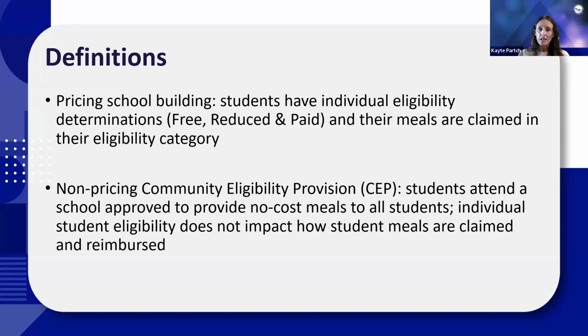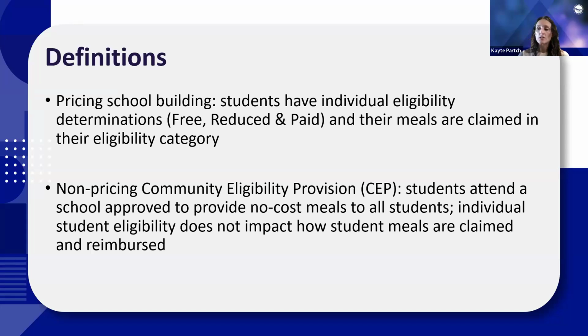So pricing school buildings are those where students have individual eligibility determinations, for example, free, reduced, and paid meal eligibility, and their meals are claimed in their individual student eligibility category. On the other hand, in Nebraska, non-pricing schools are those that participate in the community eligibility provision, where students who attend a school approved to provide no-cost meals to all students who eat meals during their school day.